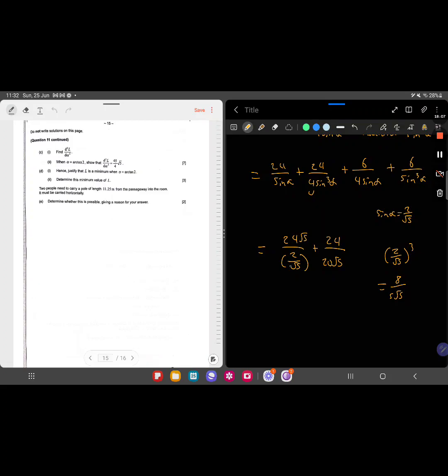24 root 5 over 2. Plus 6 over 4 times 2 root 5. So it's 8 root 5. Times root 5 both sides. 8 root 5. Plus 6 over... Wait, sine cubed alpha we said was 8 over 5 root 5. Times 5 root 5 both sides. 30 root 5. Wait, we're going somewhere.